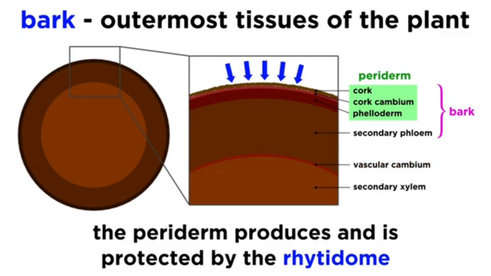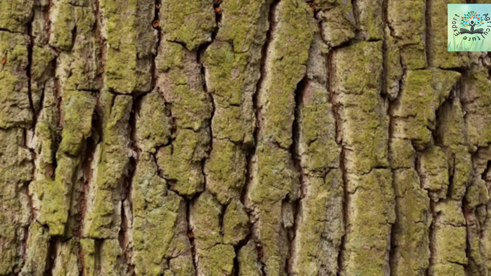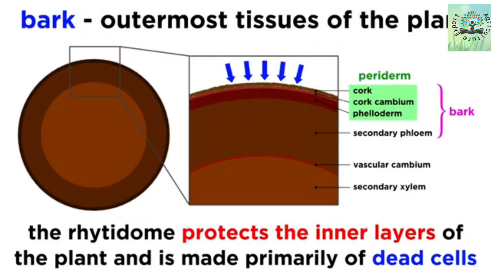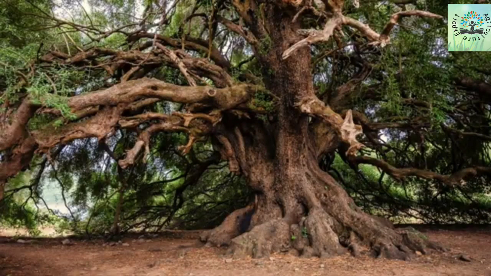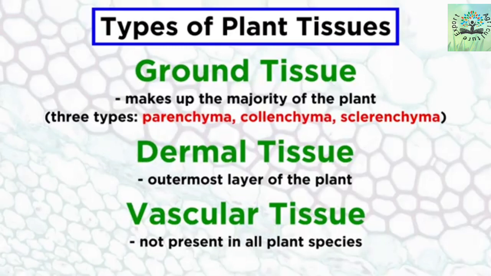The periderm produces and is then protected by the rhytidome, which is the outermost layer and most familiar part of bark, since it's the layer covering the trunks of trees, which everyone can immediately see. The rhytidome protects the inner layers of the plant and is composed primarily of dead cells. It becomes especially well developed in the older stems and roots of trees. The final group of plant tissues is not actually present in all kinds of plants.